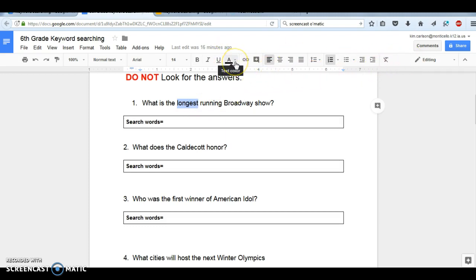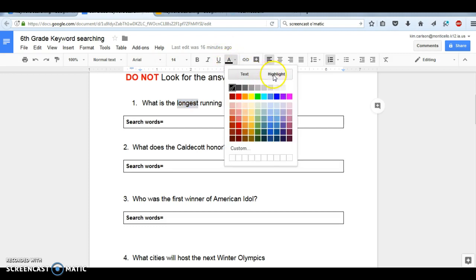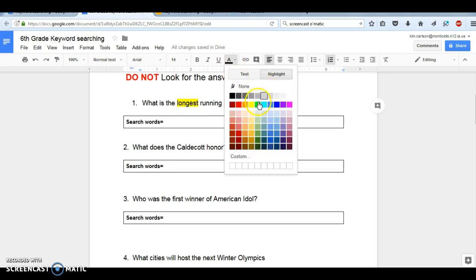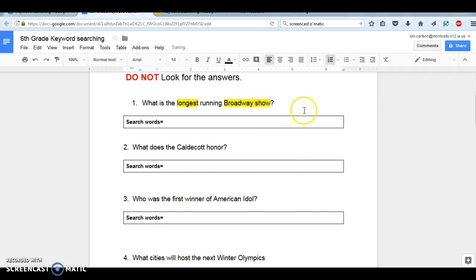And remember to highlight, then you find your little text colors and you go to the highlight button and then you hit whatever color you want. I don't care what color you want. And then I probably need both of these, Broadway show. All right, and I'm going to highlight those. And I would type in, for my search words, longest Broadway show. Okay, so I just have to copy and paste that in.